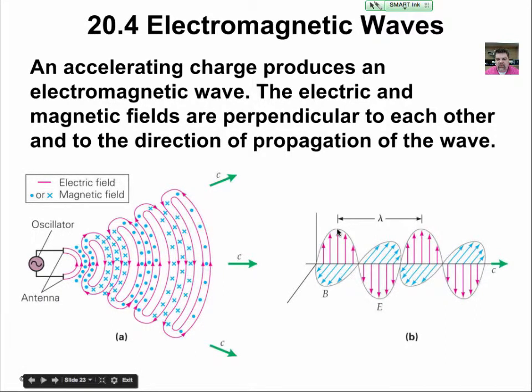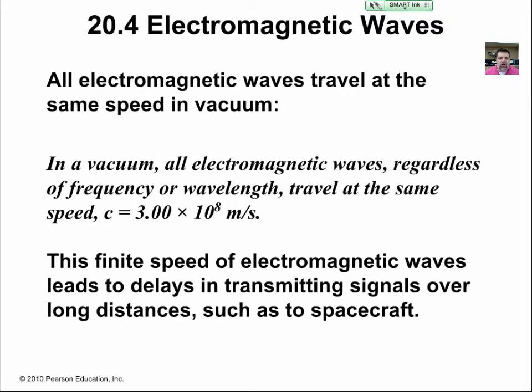And so from one beginning to the end, or from peak to peak, we call that measurement a wavelength. And so the propagation of the wave looks like this. And notice that the electric fields are always perpendicular to the magnetic fields. So all electromagnetic waves travel at the same speed in a vacuum.